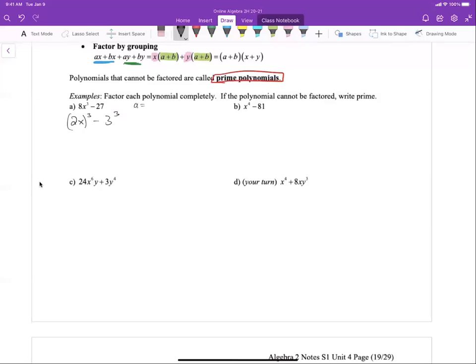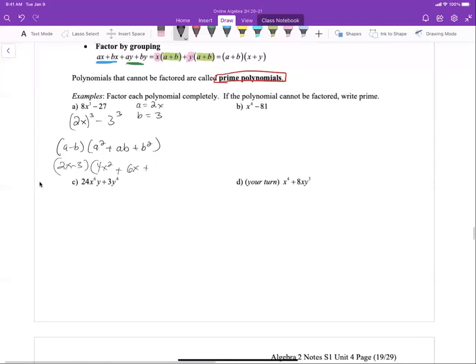So a is equal to 2x. B is equal to 3. Now I have to use my difference of cubes pattern. So it'll be a minus b, so a minus b times a squared, switch the signs, ab, and then plus b squared. All right, so what is a minus b? That'll be 2x minus 3. A squared is 4x squared minus a times b. So that's 6x plus b squared, which will give me, I'm sorry, I did not switch the signs there. That should have been positive 6x, and then plus b squared is 9, and there's your answer.